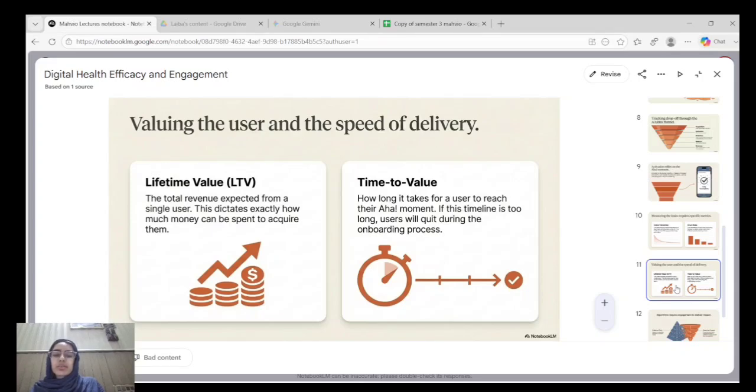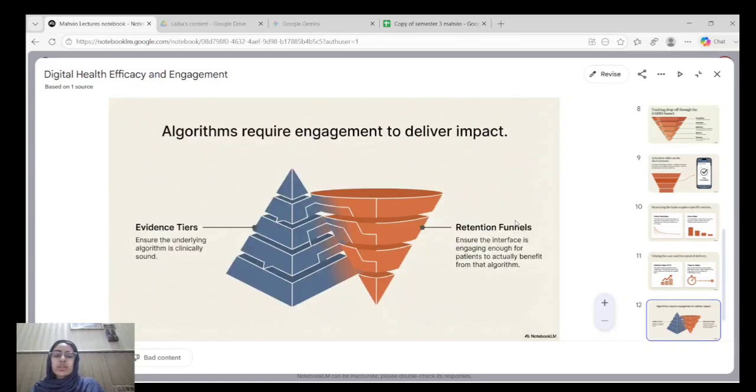Speed is everything. So, to wrap up today's concept, remember the golden rule. Algorithms require engagement to deliver impact. Your evidence tiers ensure the underlying algorithm is clinically sound, that is your science. But your retention funnel ensures the interface is engaging enough for patients to actually benefit from that algorithm. That is your art. You cannot be a successful health data scientist without respecting both sides of the equation.